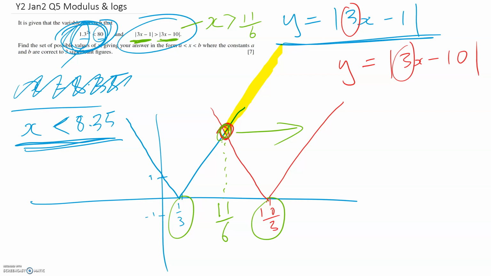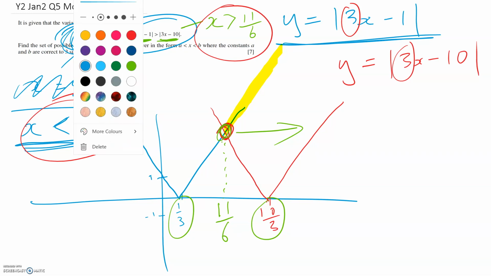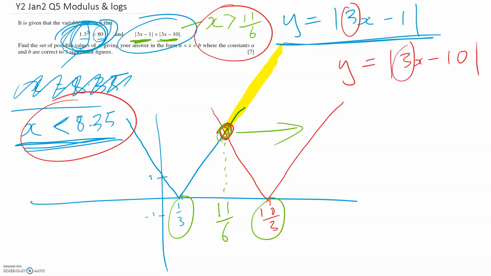So where are our two inequalities satisfied? Well, we want both this and this. So the final answer has to be in between those two values. So x has to be less than 8.35, but it has to be greater than 11/6. So good question, that one. Practices lots of different skills there.